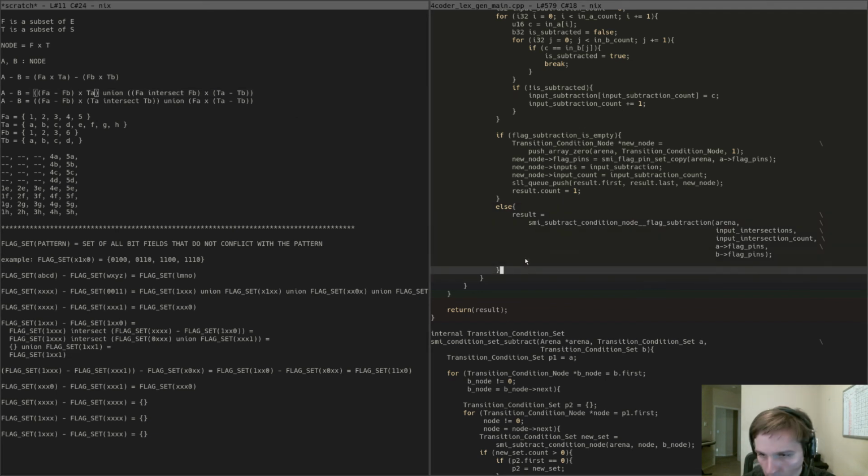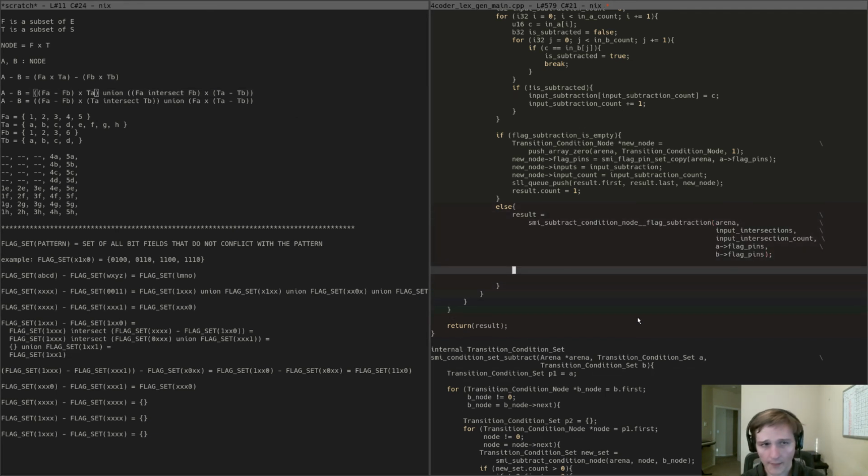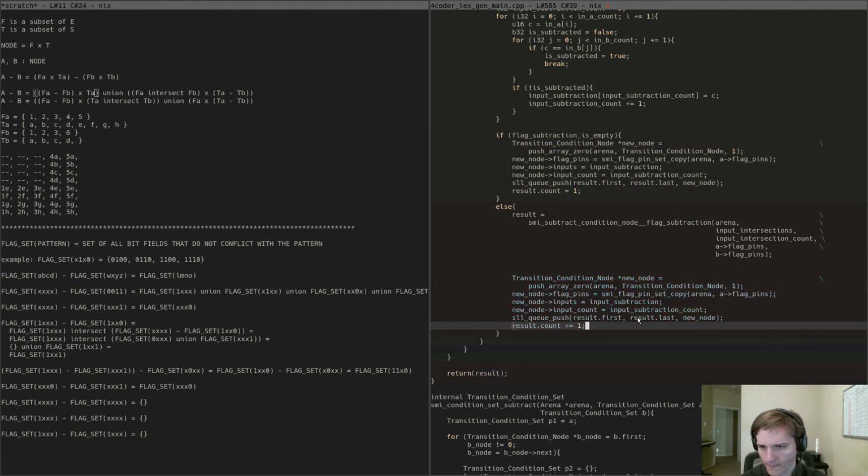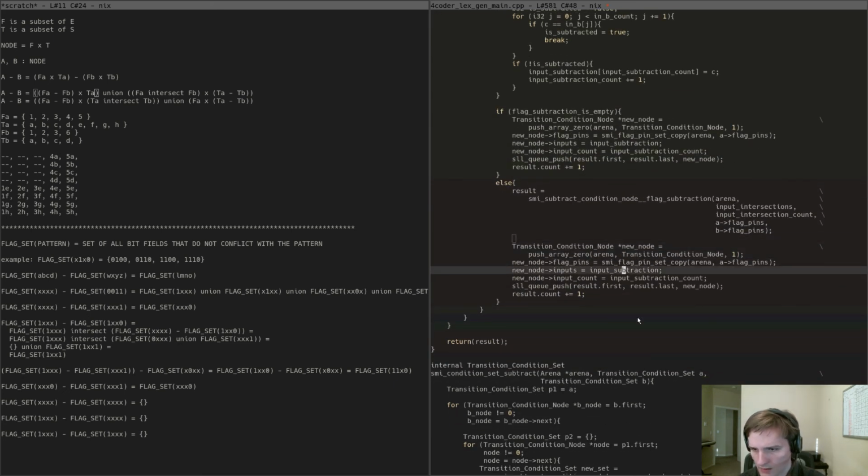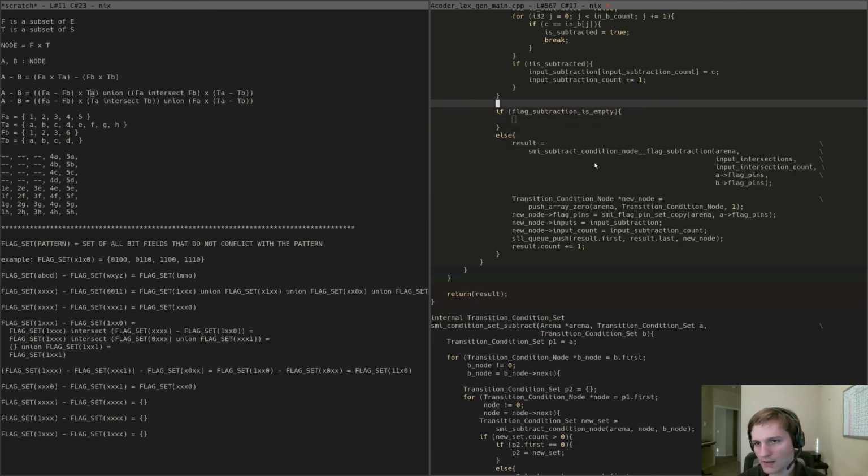How do I union that on? Well, I'm going to construct by hand another node and push it on manually. The other node I need is going to have its inputs defined by FA minus FB, so the subtraction and the subtraction count, FA minus FB, and the original flag set. Just like in this case, we need this thing. Oh, interesting. So another way I could look at this is like this, I guess.